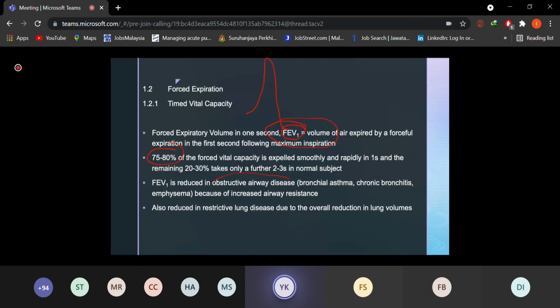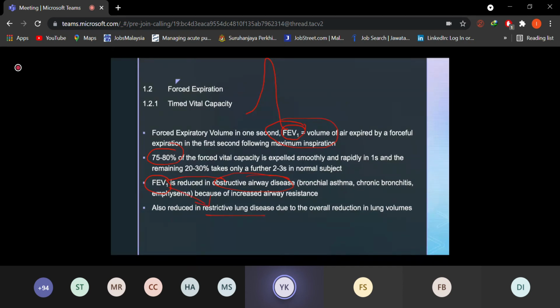It is also reduced in restrictive lung disease due to the overall reduction in lung volume. So what is restrictive and what is obstructive? Obstructive is something that obstructs your airway, but restrictive means that your lungs have fibrosis and cannot expand and contract. That is restrictive. So in both cases, FEV1 will reduce: in obstructive, and also in restrictive.